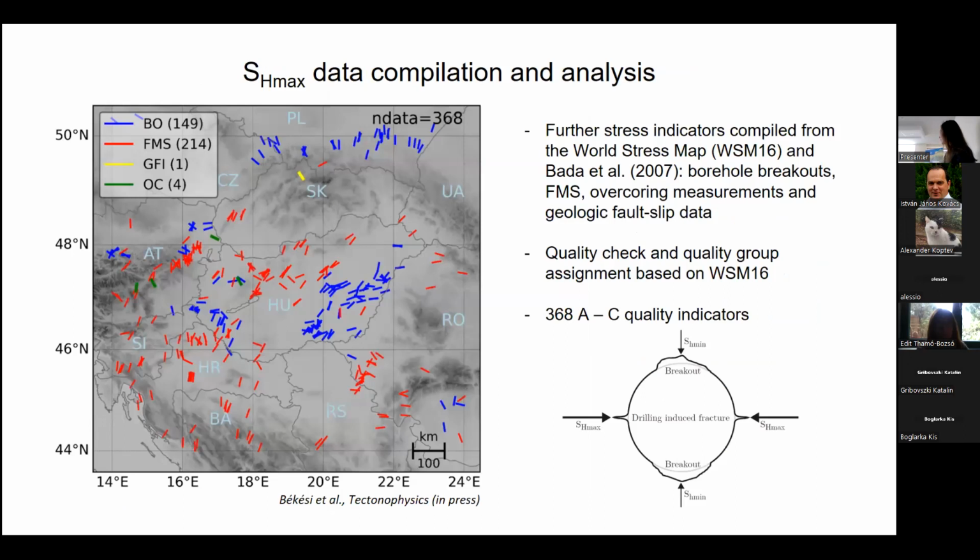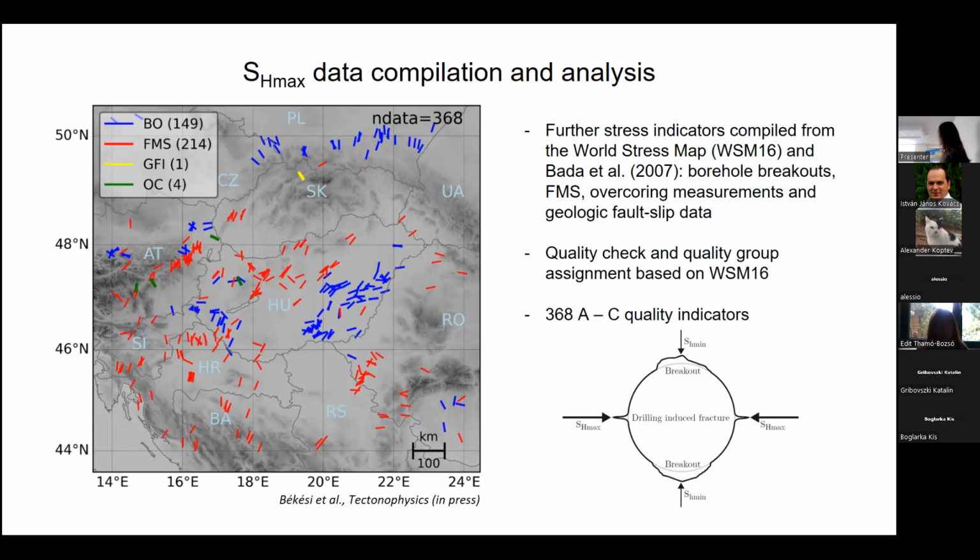So in addition to these FMS data, we also collected so-called borehole breakouts from different already available databases from Bada et al. and also from the World Stress Map. The focal mechanism solutions and these breakouts represent the main stress indicators for the regions shown with red and with blue in this map. What are borehole breakouts? These are basically from wells, and these are formed due to stress concentrations on the wellbore, and they open up in the direction of Sh min, so the minimal horizontal stress.